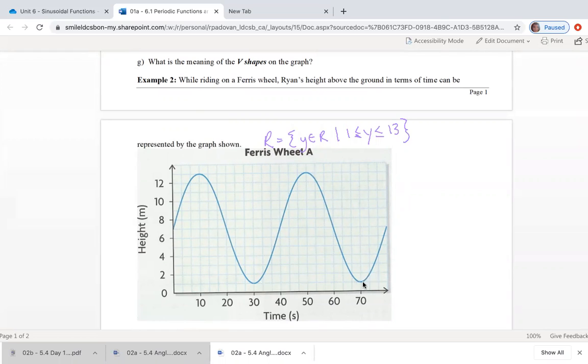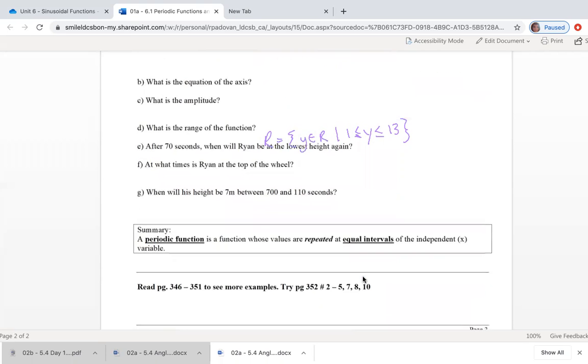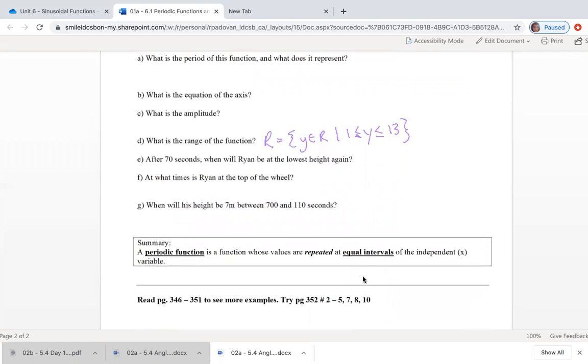So what's the difference between 30 and 70 seconds? 40 seconds. So it takes 40 seconds to complete a cycle from the bottom, to go one time around the Ferris wheel. So I could also just take 70 and add 40 seconds to it. So for this answer, we can just say, take the 70 seconds and add 40 seconds, which is 1 period. He's going to be at the lowest point again after 110 seconds from the beginning of the ride. At 110 seconds, he will be at the lowest point again.